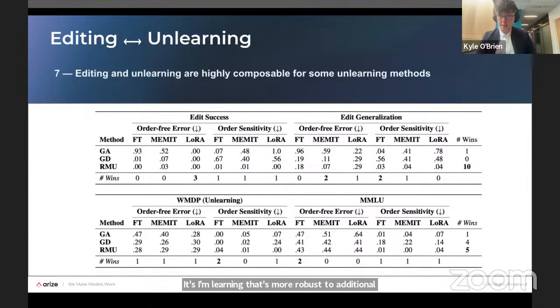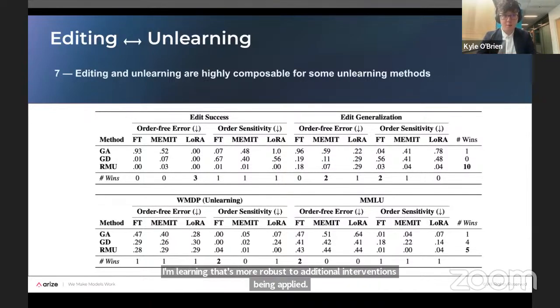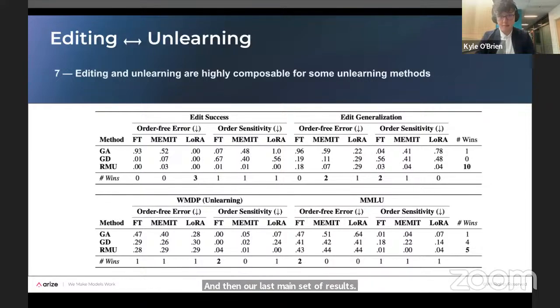And then our last main set of results is with editing and unlearning. In this one, we're pairing the editors like fine-tuning, LoRA, and MEMIT with our unlearning techniques: gradient descent, gradient difference, and RMU.